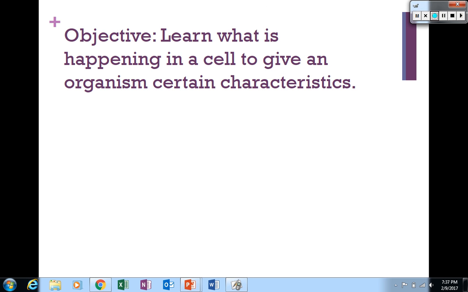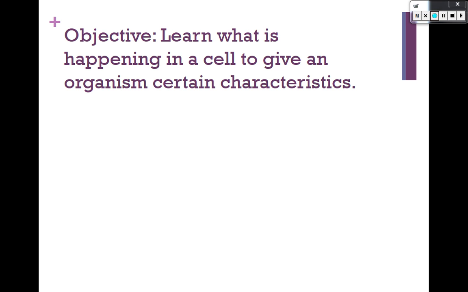These are notes to help you learn what's happening in a cell to give an organism certain characteristics. So if we look at what we've been calling traits, characteristics, that could be hair color, that could be eye color, but that could also be the ability to make an eyeball or to make hair. Traits don't necessarily just mean what's different about all of us, but what are the characteristics that we have. And so now we're really going to learn what's going on in the cell.